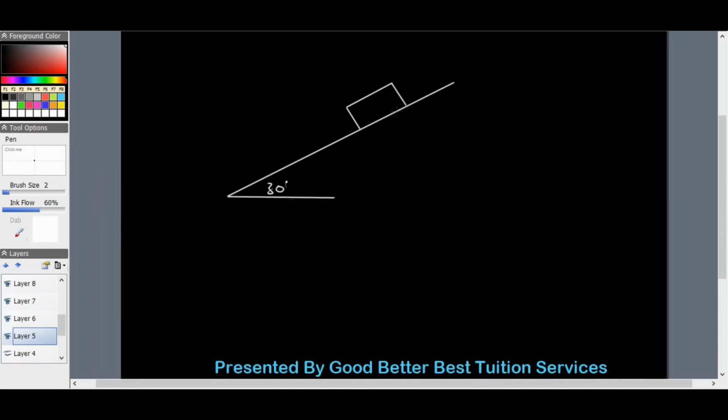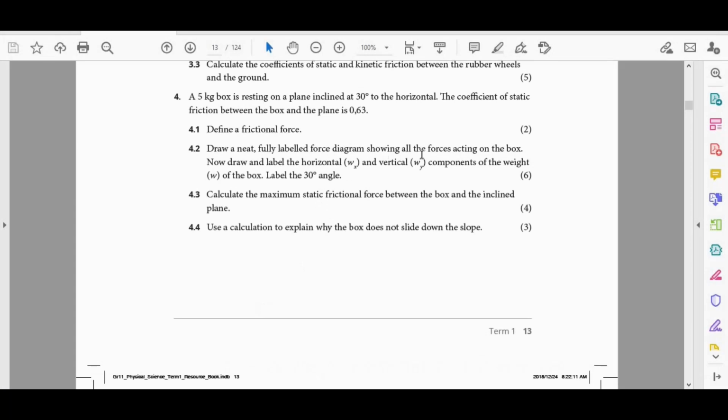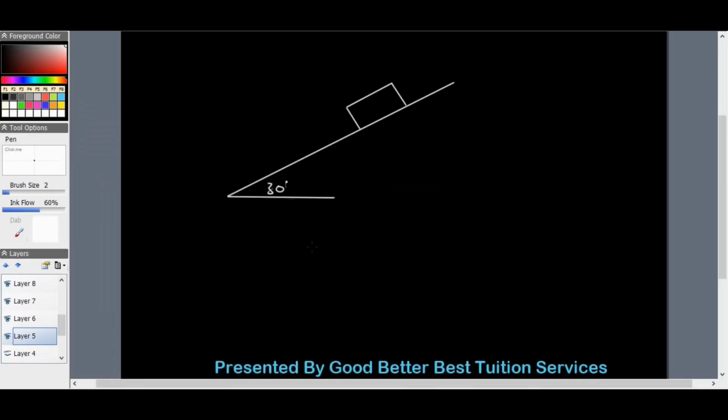Alright, fantastic. Okay, and we can start labeling our forces, of course. They asked for the components. What did they ask for? They said all the forces on the box, and then draw and label the horizontal and vertical components of the weight of the box and label the 30-degree angle. So firstly, all the forces. The first one, Fn, normal force. And going straight down, of course, would be our gravity, but they've asked us to use W, so we'll use W in place of Fg.